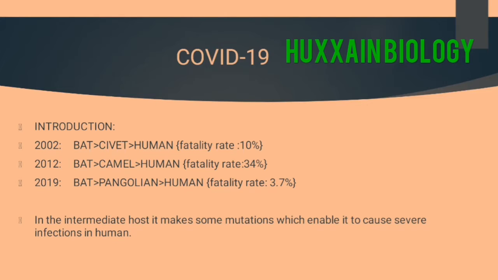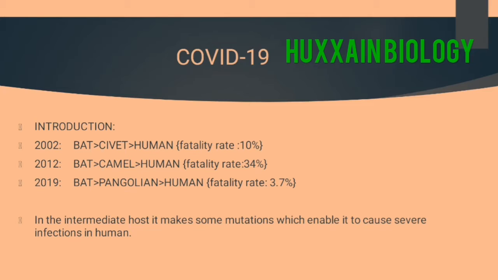So in 2002, how did it appear, and what was the primary host, and also the intermediate host? The primary host for this virus in 2002 was the bat, and from the bat it was transferred to the civet, and then from the civet it transferred to the human, and at that time the fatality rate was 10%.